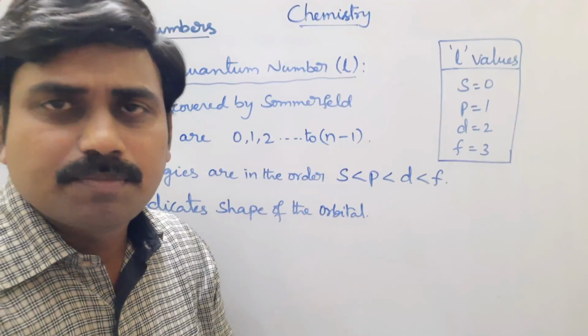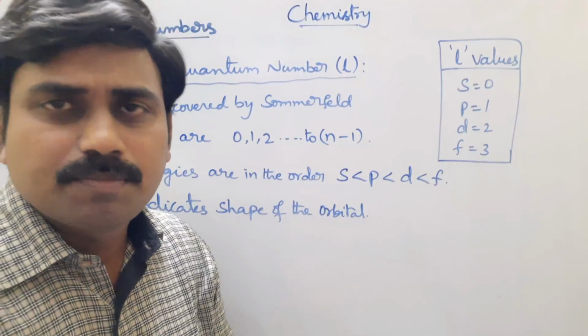The angular momentum of an electron in an orbital is equal to h by 2 pi into square root of L into L plus 1. This formula is also written as h bar into square root of L into L plus 1, where L is the azimuthal quantum number. We know L values for s orbital is 0, p orbital 1, d orbital 2, f orbital 3.